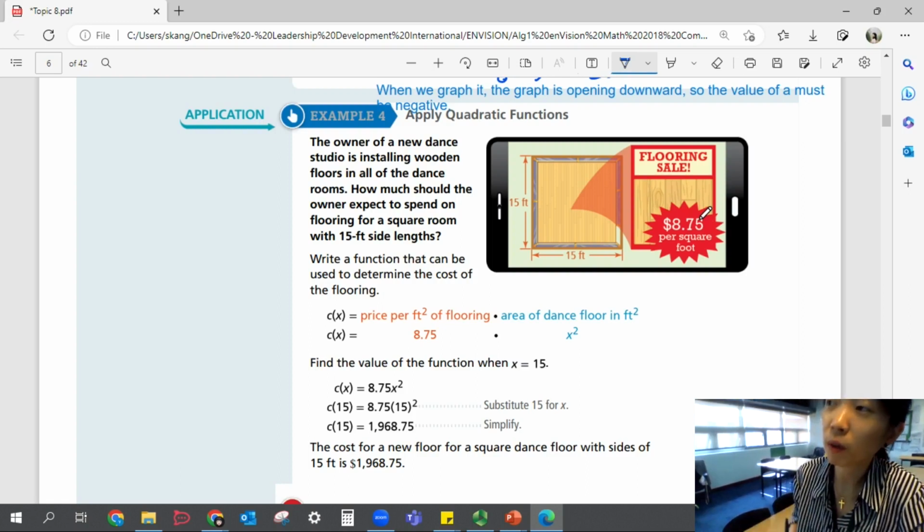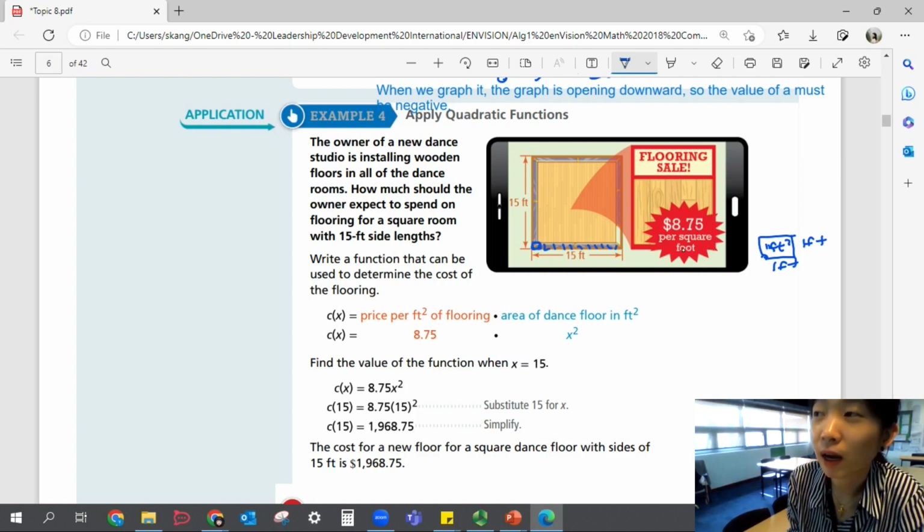So square foot, what is a square foot? You have 1 foot times 1 foot, that is 1 square foot, okay? So you divide this by 15, and then 1 square here is 8.75. So 15 by 15, you figure out the area and multiply that by 8.75 to get the total cost, right?